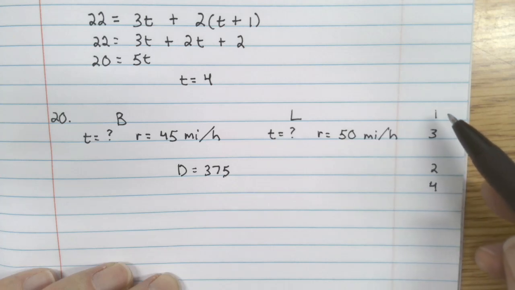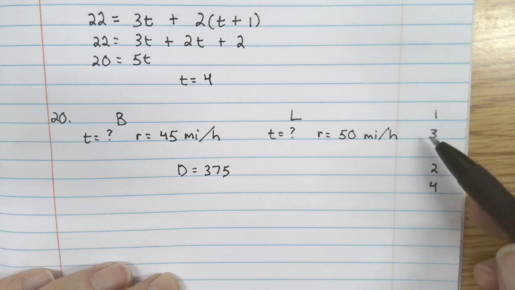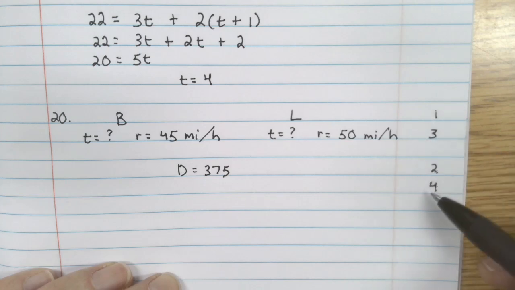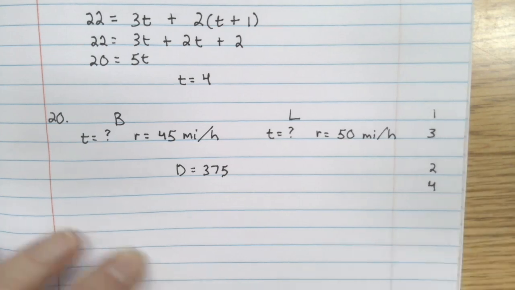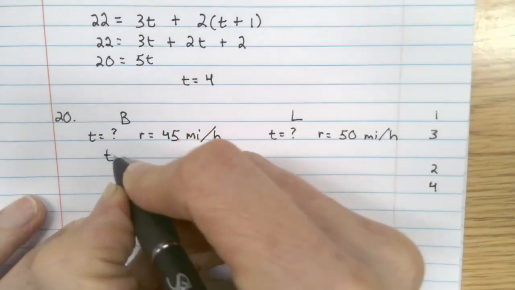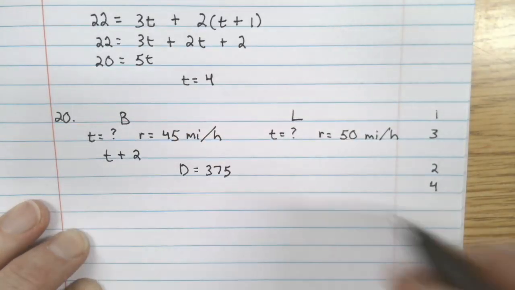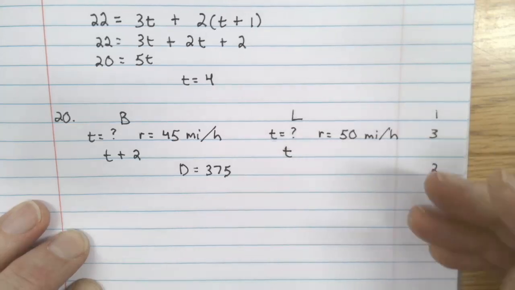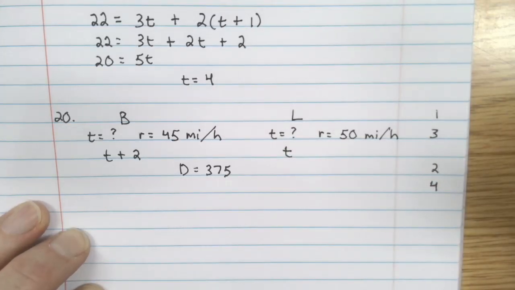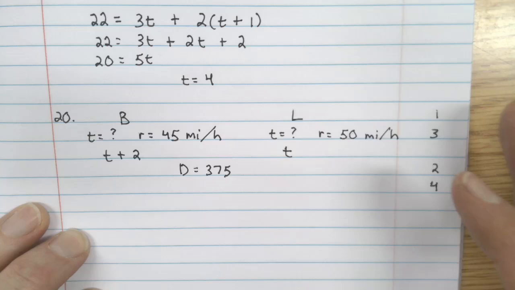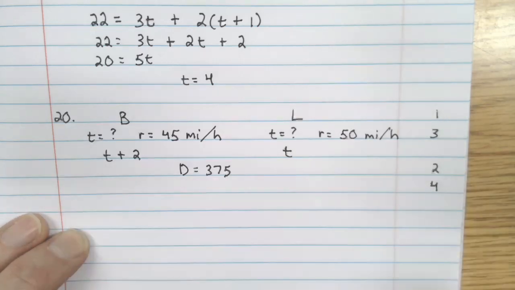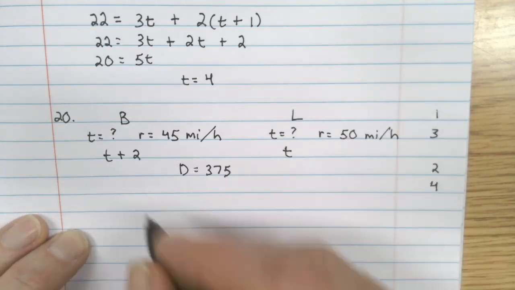Every time Lane goes for an hour, or whatever time, Bob will have gone 2 hours more, right? It's always going to be plus 2. Bob will always have gone for 2 hours longer than Lane, no matter what Lane's time is. Sorry, I probably made that a lot more confusing than it needed to be. But now we have enough information to make our formula here.